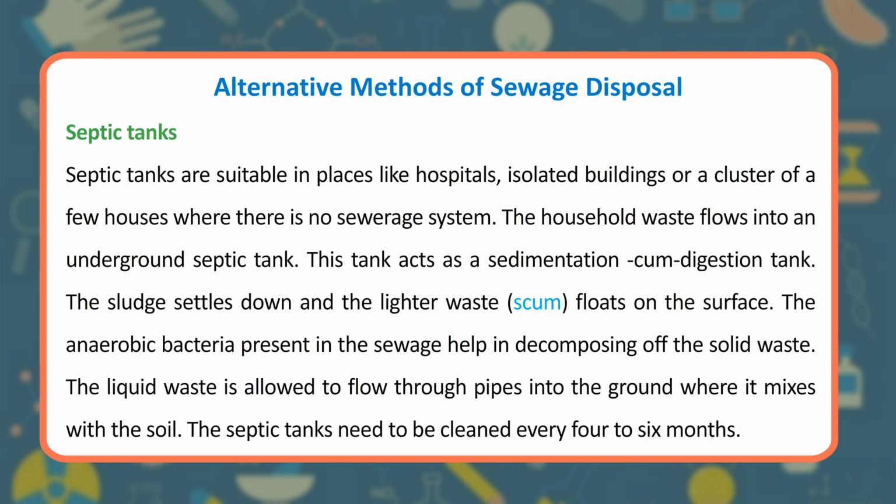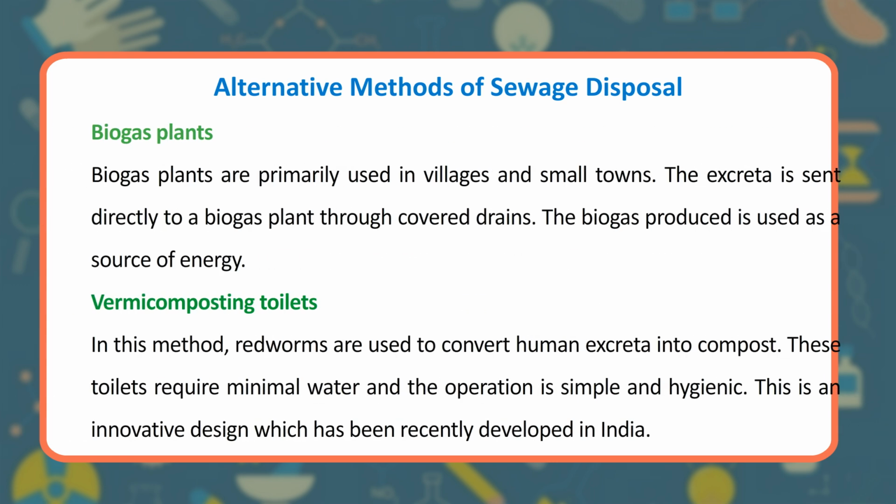The household waste flows into an underground septic tank. This tank acts as a sedimentation-cum-digestion tank. The sludge settles down and the lighter waste, scum, floats on the surface. The anaerobic bacteria present in the sewage help in decomposing of the solid waste. The liquid waste is allowed to flow through pipes into the ground where it mixes with the soil. The septic tanks need to be cleaned every 4 to 6 months.